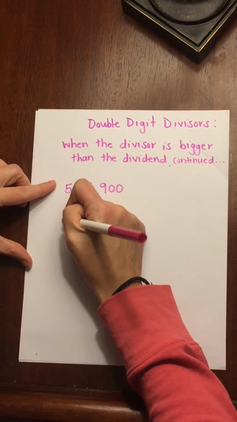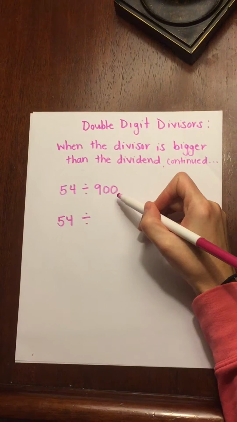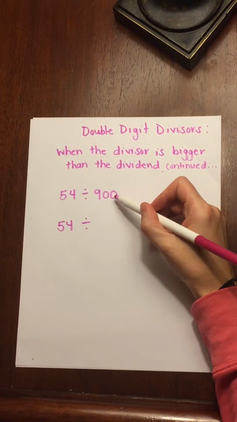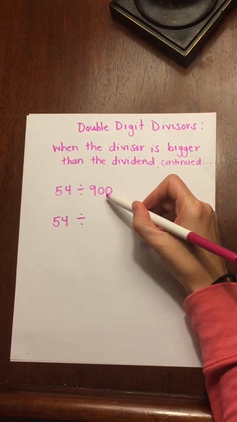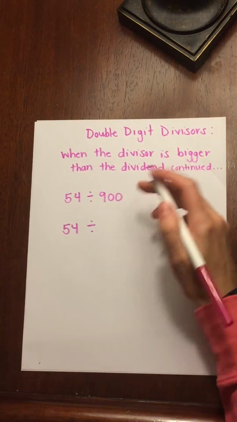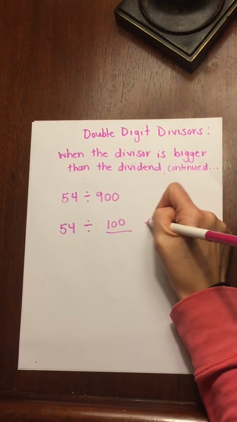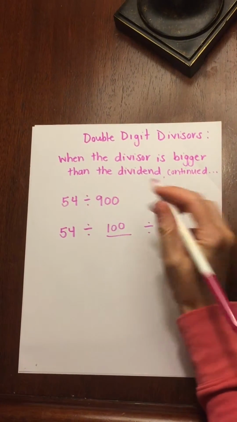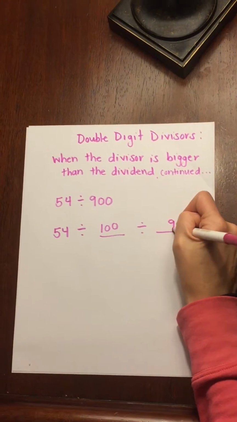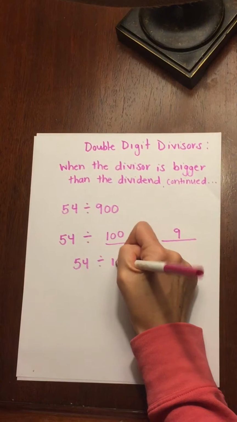So I have 54 divided by, and if I'm going to break 900 up into two manageable pieces, I'm going to think of powers of 10. So I know I have 9 hundreds essentially, so I can pull out 100. And then I can divide that by 9. So I have 54 divided by 100.